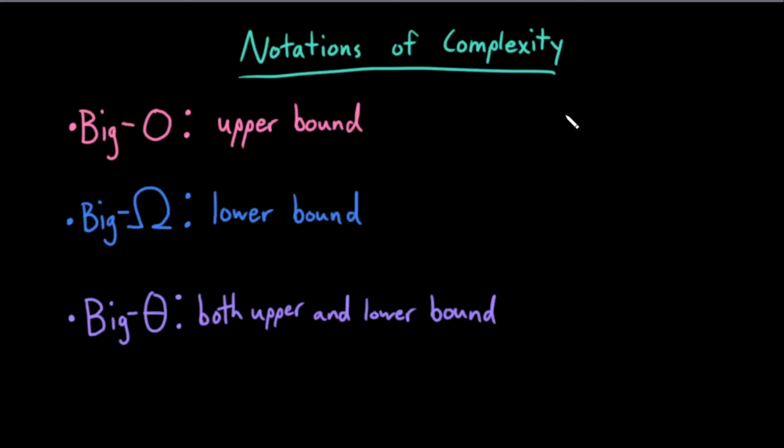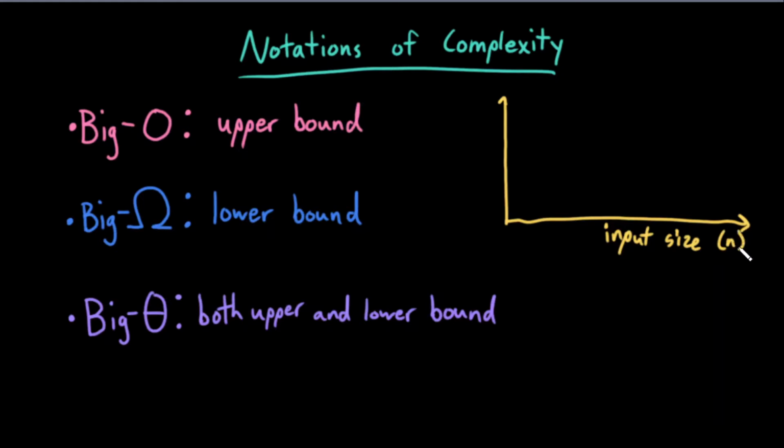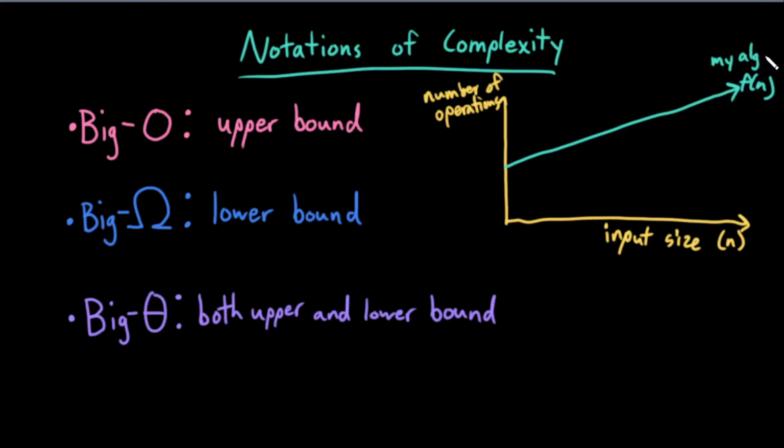What does this actually mean? Let's imagine the following plot. I have some graph where the horizontal axis is input size, n, and the vertical axis is number of operations. And let's imagine I've written some algorithm where the number of operations as a function of n looks like this. So this is my function f of n, which is describing the number of operations of my algorithm.